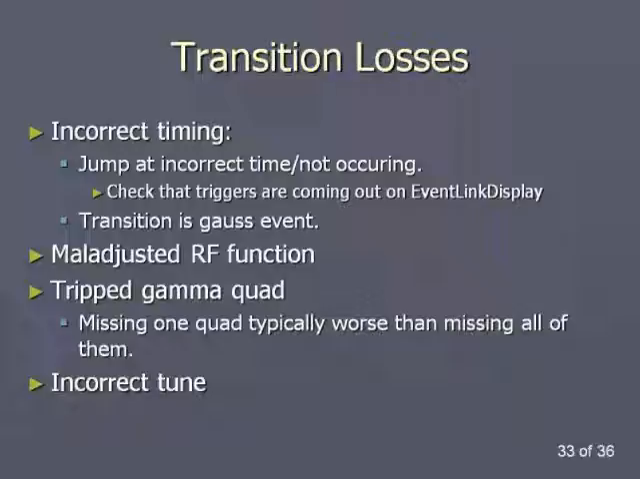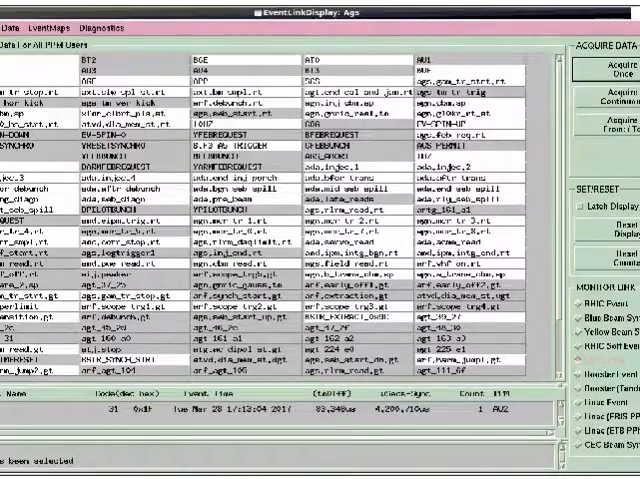So tripped gamma quads, one of the gamma quads not firing at the correct time. All the gamma quads not firing at the right time is probably a setup issue. If one of them is significantly mistimed, you probably have a control issue or something like that. And as I mentioned, this is a Gauss event, and you can look at whether the events are even coming out, right? There's this program called event link display, where you can see cycle by cycle whether events are coming out. It can be very useful if you think you have a timing issue or a control issue rather than an issue with the power supply.